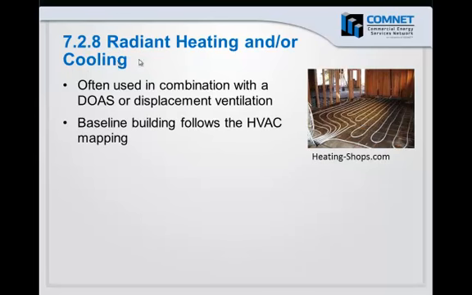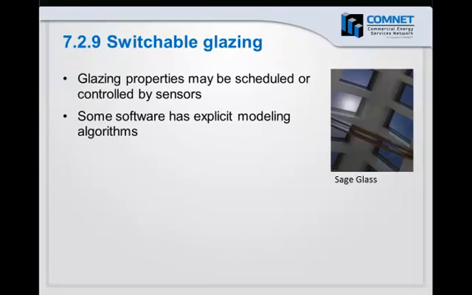Radiant heating and cooling is discussed next. This is often used in combination with a dedicated outside air system or maybe with displacement ventilation. You wouldn't have this in the baseline building since it follows the HVAC mapping rules.